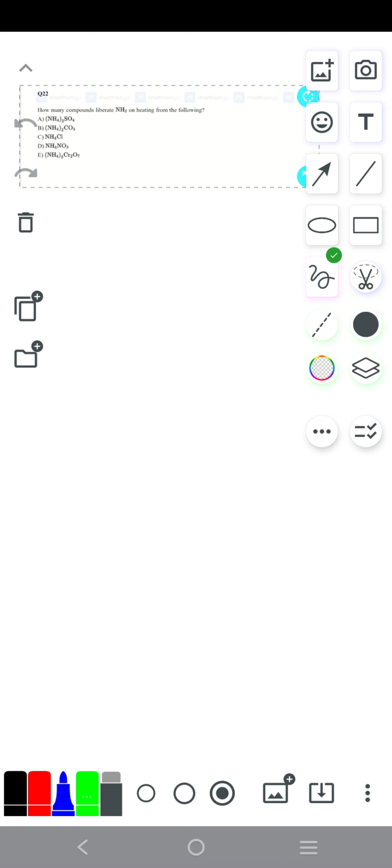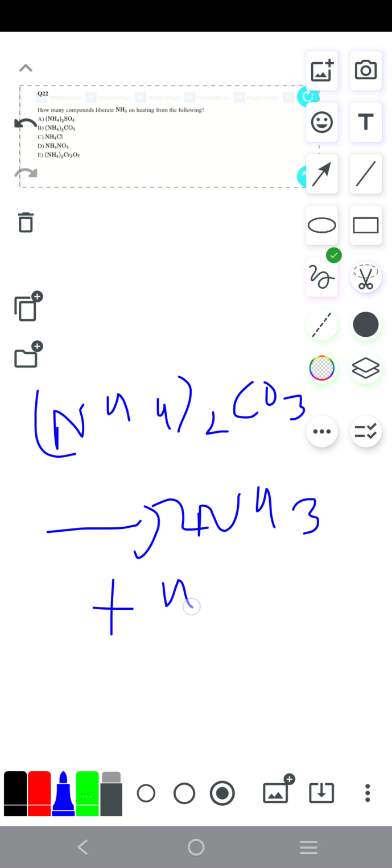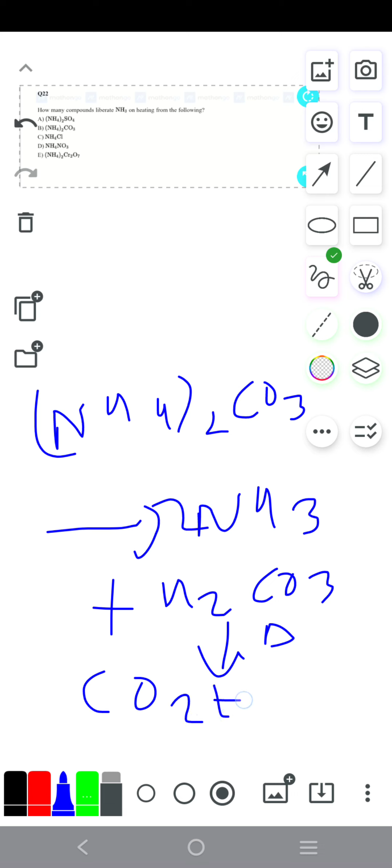Now let's move to the second salt, which is heating of ammonium carbonate, and it would occur in a similar fashion to the previous one. The 2 ammonium would give 2H+ to CO3 2- to form 2NH3 and H2CO3. And now this H2CO3 is extremely volatile, which would undergo decomposition to form CO2 and H2O. So in this case also ammonia is obtained.